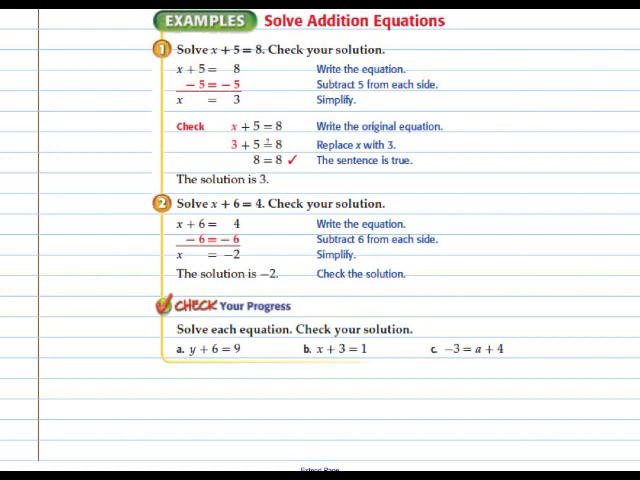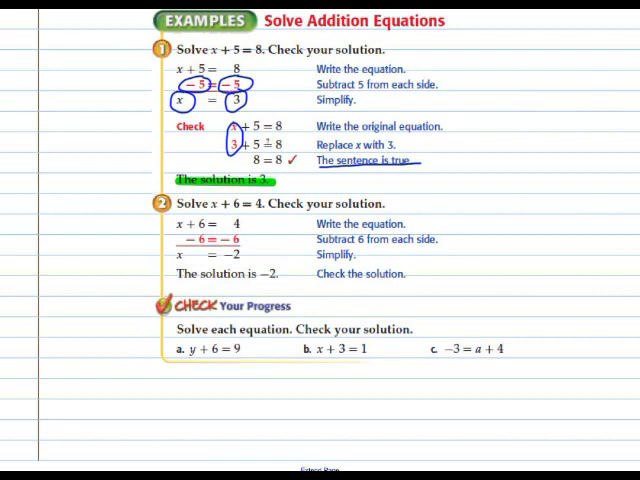Solving addition equations. What I'm going to do is subtract the same number from both sides of the equation. In this case, you can see that that's 5. What that does is gives me x by itself on one side of the equation. To check that, I would substitute 3 back into my original equation, so I replace the x with a 3. I now have 3 plus 5 equals 8. That is a true statement. That means my sentence is true. So I've solved the equation. The solution is 3.